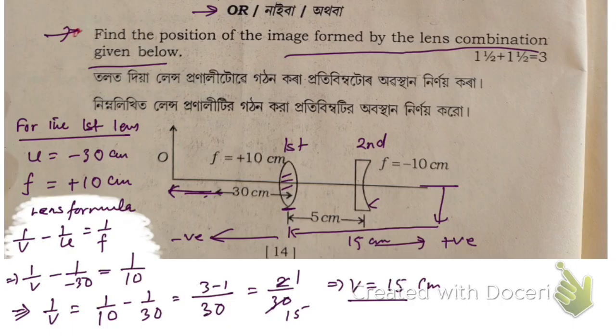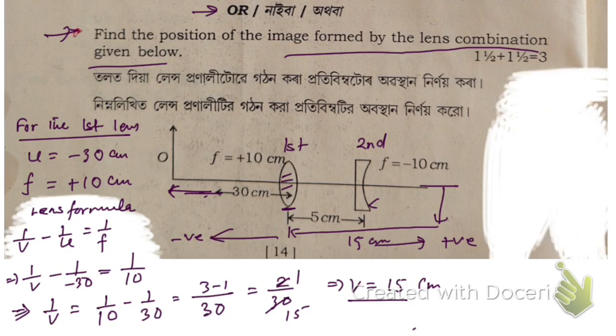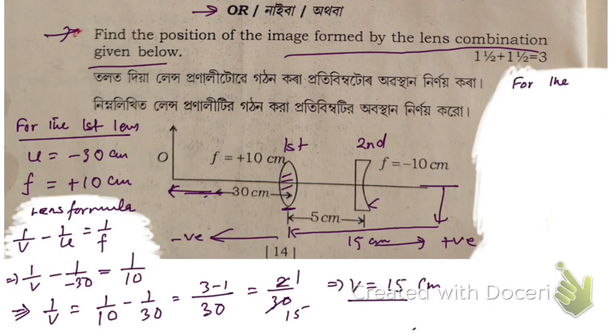So first part is done. Instead of taking a new slide, let me solve it here. Let me solve the next part. For the second lens, this image will be the object. So the object distance will be 15 minus 5 centimeter, right?